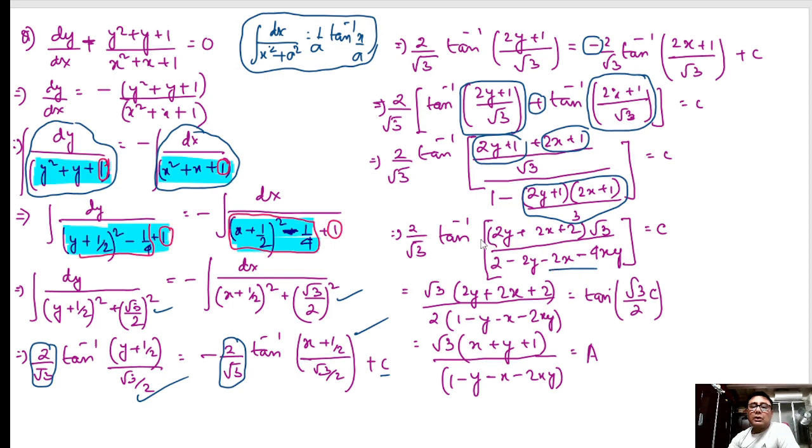Okay. So now this root 3 by 2 goes on this side, becomes this, and tan inverse is being changed to this part as tan. Clear? Now this whole part is a constant. So this is our final solution of this equation. This whole part is a constant which we give it as a name A. Clear?